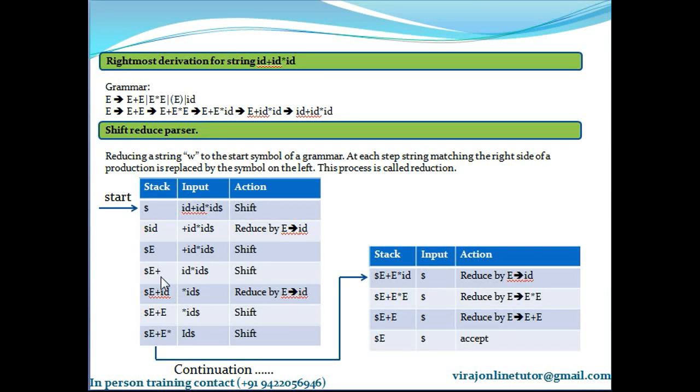So now I am doing a shift, I am placing the plus here. Now I am doing shift again, I am moving the ID here. Now this ID, I am replacing it with E. So when I replace this ID with E, I get E plus E into ID, which is this. Wow, meaning we are on the right track. Now from here I got this E plus E into ID, which is this. Great. Now you shift this asterisk. Now you shift the ID.